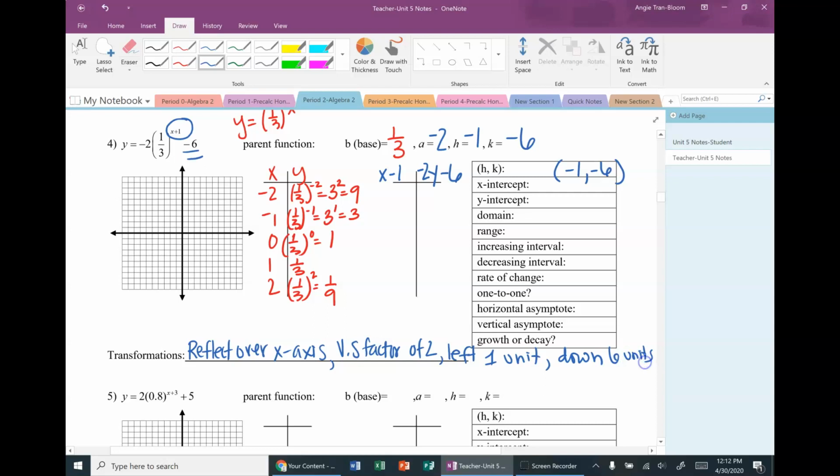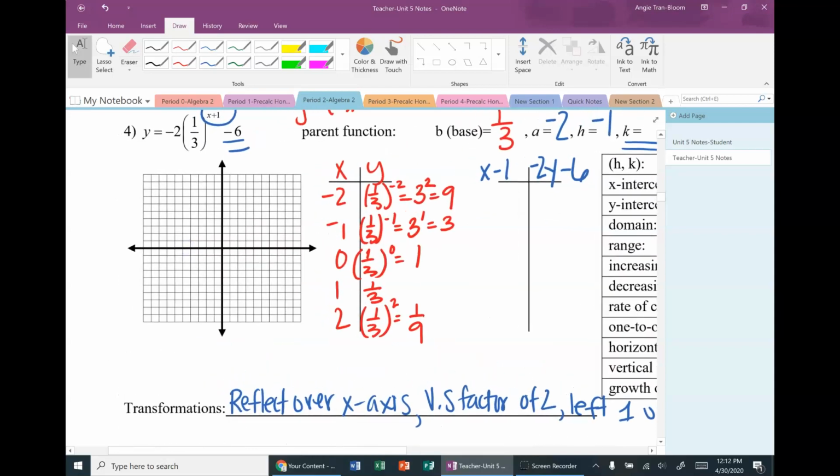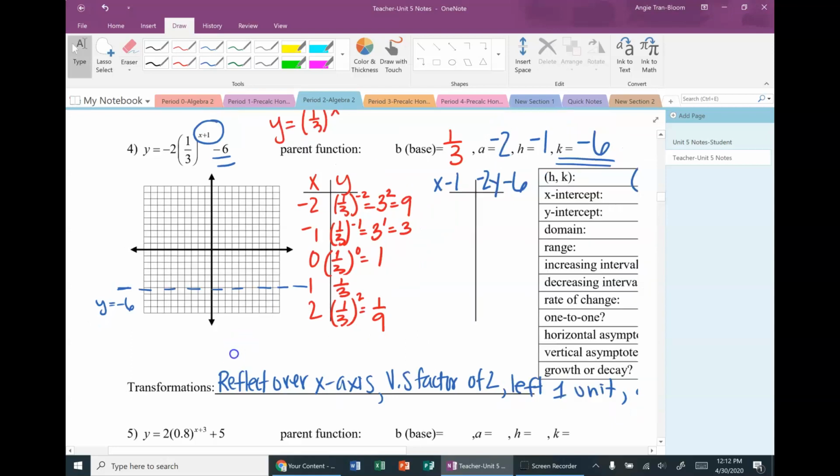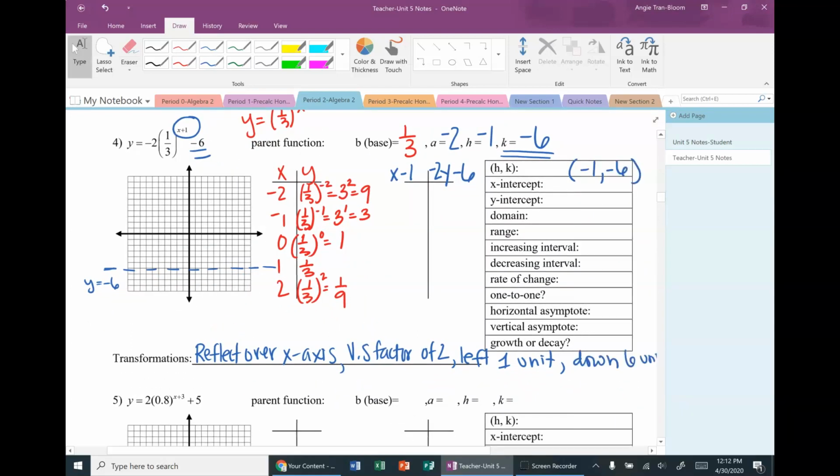Okay. Now, because we do have a k value of -6, that's the next thing I want to do: graph my horizontal asymptote at y equals -6. Okay. Now, always start with your horizontal asymptote. Like I said earlier, all of your dots should be either above it or below it. If you have half of it above, half of it below, that means something is wrong.